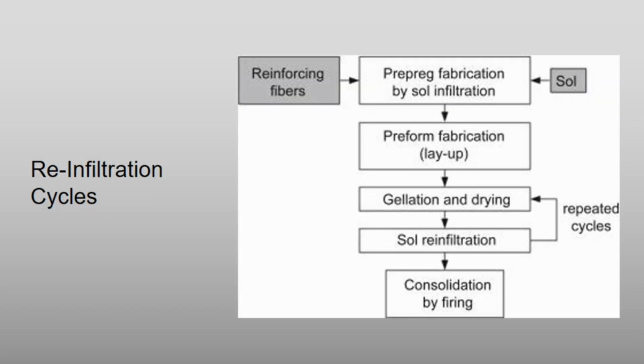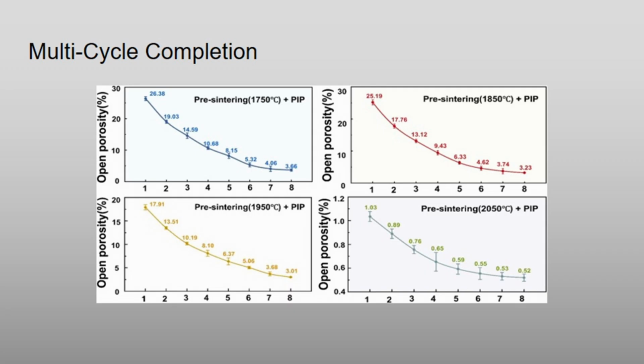Re-infiltration cycles. The part is extracted from the furnace and placed back into the vacuum chamber to undergo the infiltration, curing, and pyrolysis loop again. The performance graphic illustrates how composite density scales over repeated processing runs, accompanied by a standard multi-step processing layout. Multi-cycle completion.